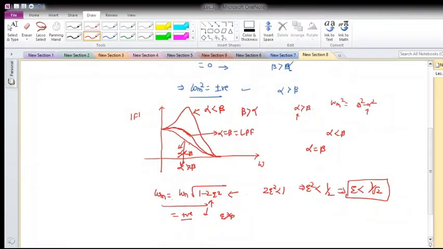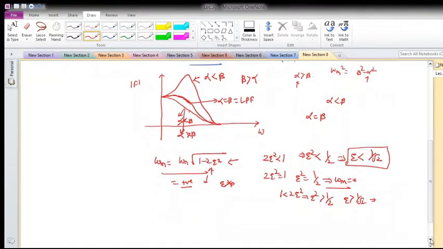What will happen when omega m is equal to 0? Omega m will be 0 when 2 zeta square is equal to 1, meaning zeta square is equal to 1 by 2. Then omega m will be equal to 0, which means I'll get the maximum at 0 frequency, and the behavior is like a low pass filter. And what if 1 is less than 2 zeta square? Then zeta square is greater than 1 by 2, meaning zeta is greater than 1 by root 2, and there is no peak at all, because there is no existence of frequency.